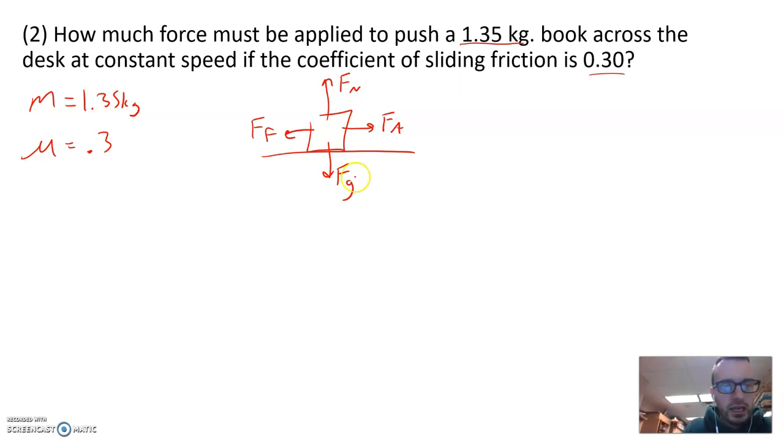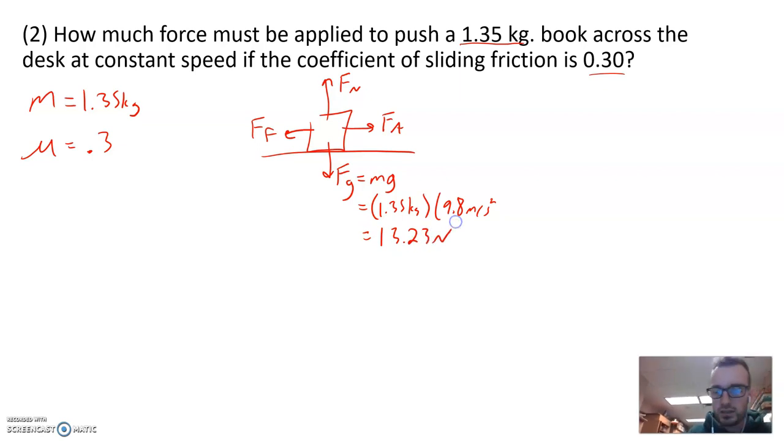Now, you would be mistaken if you would write 9.8 as Fg. You would also be mistaken if you were to write 1.35 as Fg, because we know that Fg is neither of those things. It is Fg equals mg from your equation sheet. So the mass here, 1.35 kilograms, times the acceleration due to gravity, 9.8 meters per second squared. If you multiply those two things together, then you will get the force in newtons, the force of gravity acting on this box, 13.23. Again, because we're on a flat surface, the normal force must be equal to that one. So there's that guy.